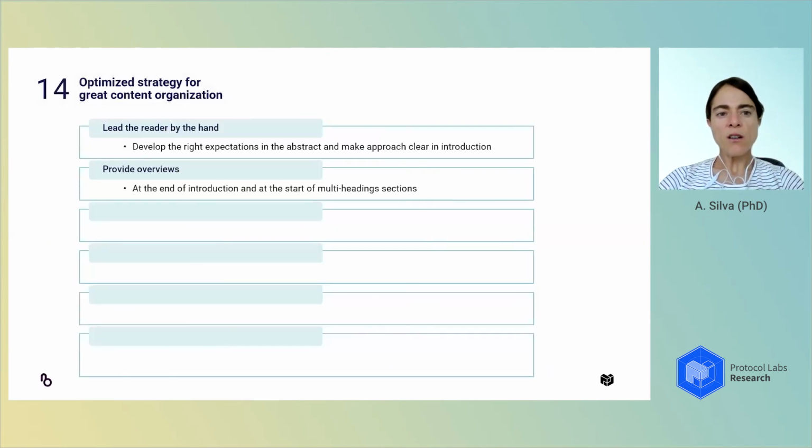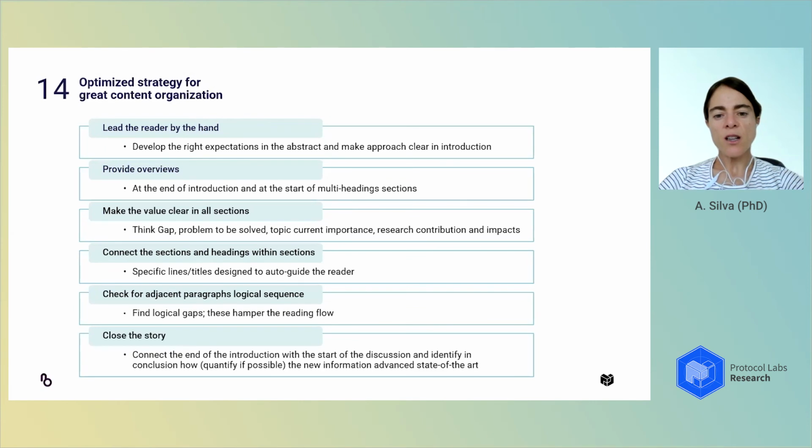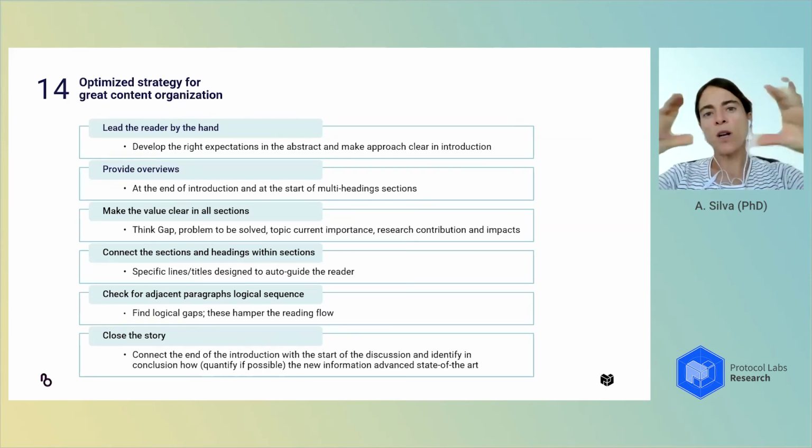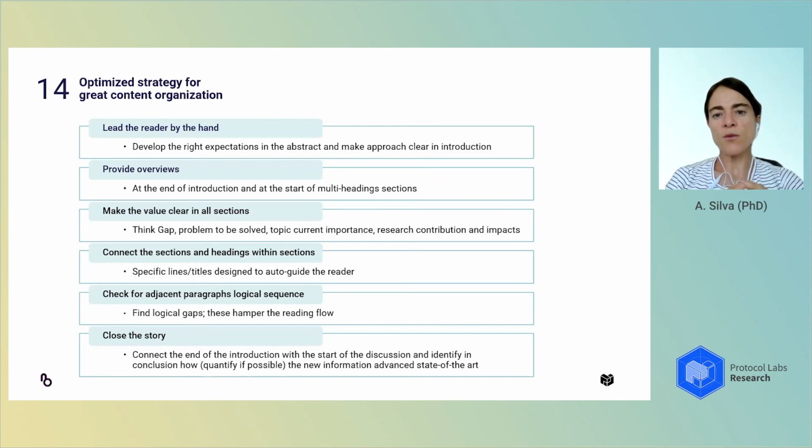So some final strategies or guidelines to achieve this: lead the reader by the hand, so develop the right expectations and create those small paragraphs, as I show you in the PDFs, that introduce the reader to the framework of what to expect in the next sections. Provide overviews, particularly at the start of multi-heading sections, because it really helps the reader to conceptualize how the document is organized.